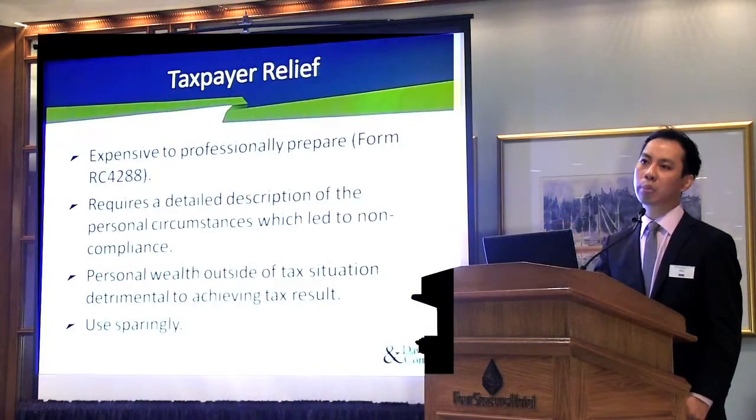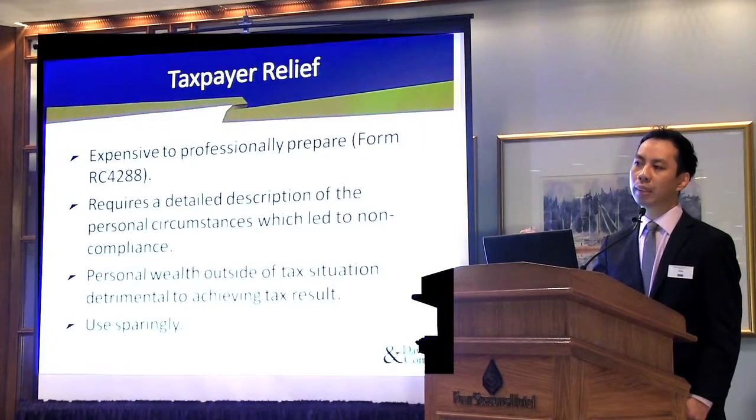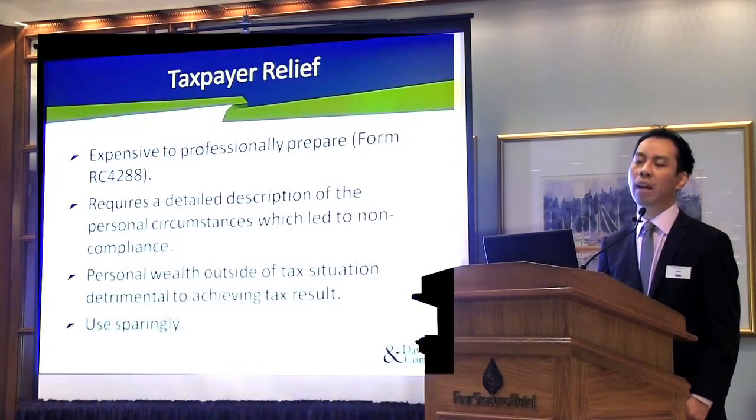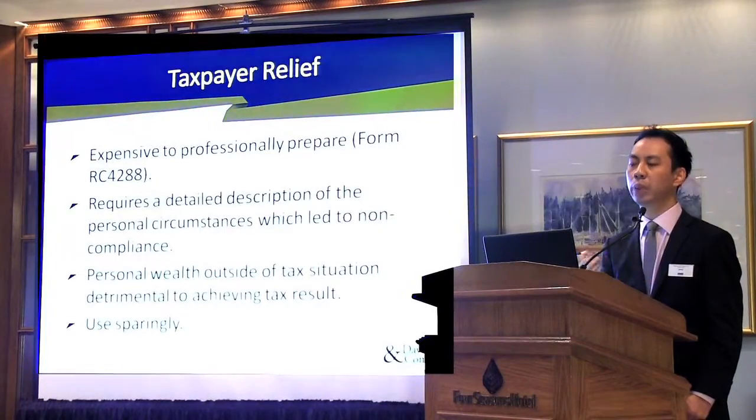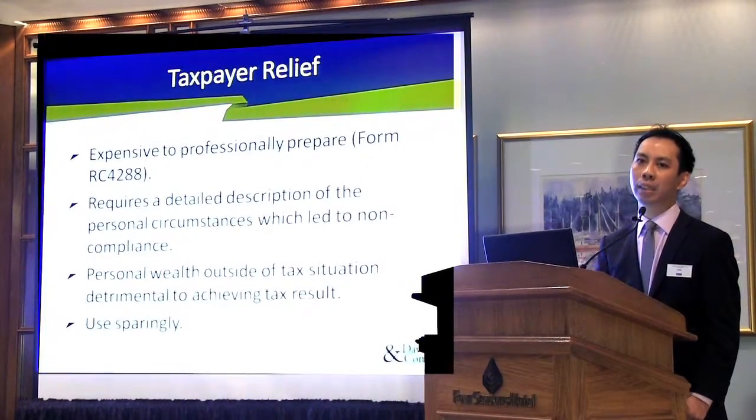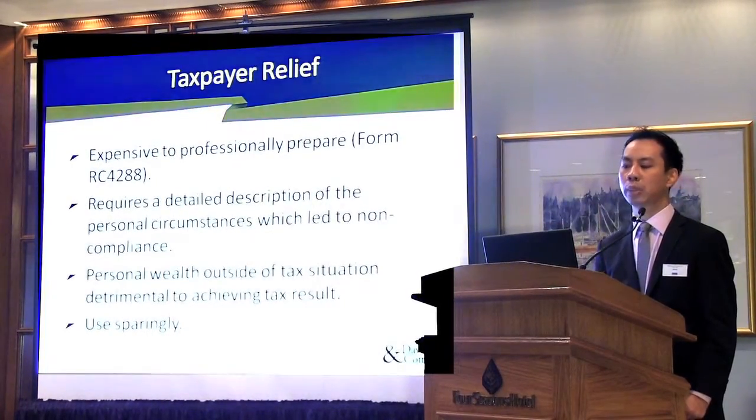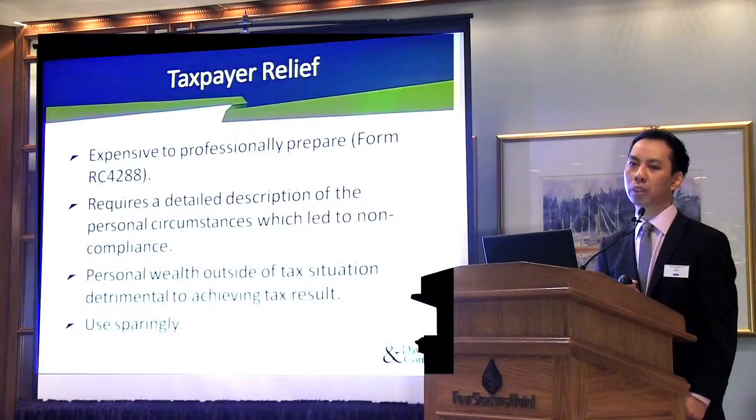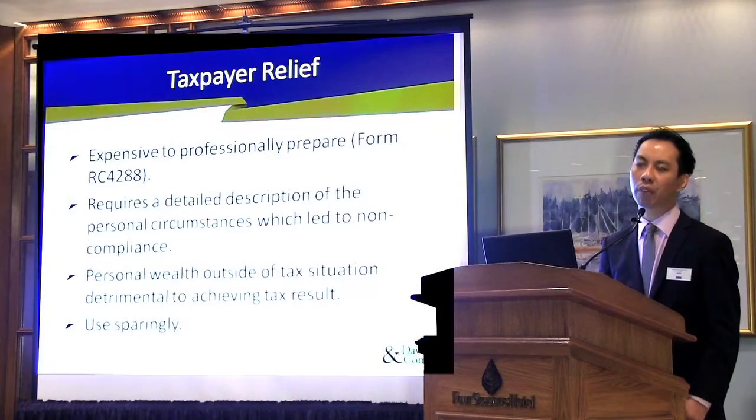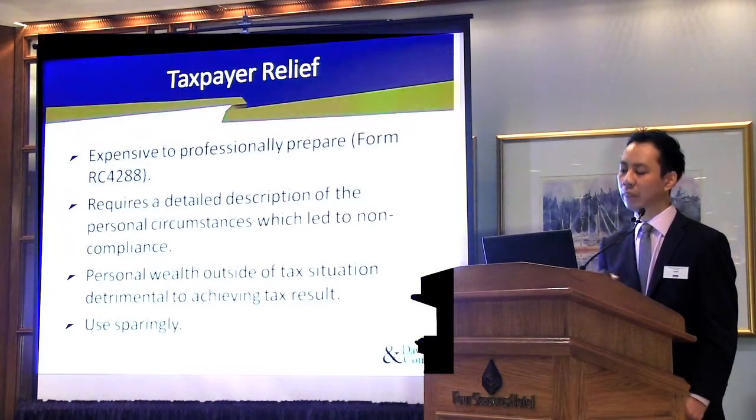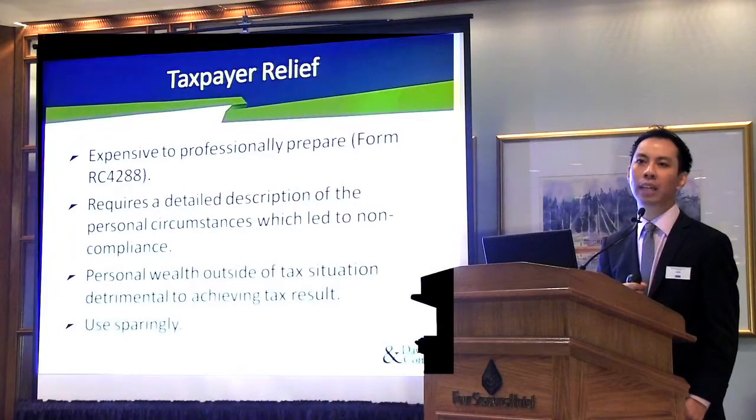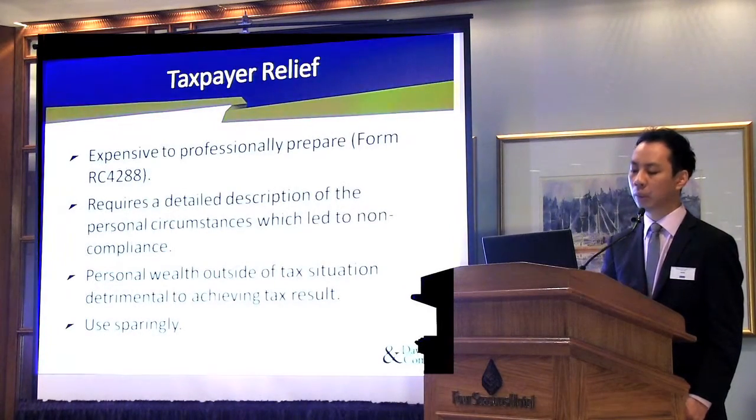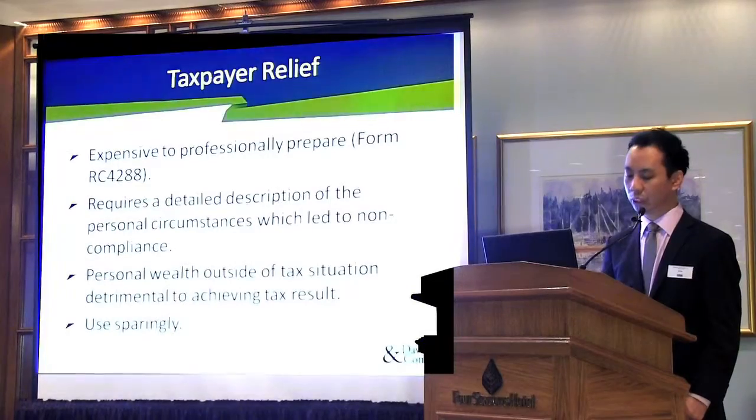So when we do the submission, we're basically telling the CRA all the fact pattern of your particular situation, why the penalties or the interest arose, and they're going to look also at your personal situation. If you're asking for financial hardship but you're making tons of dough, it's very difficult for them to actually allow the waiver of the interest and penalties. So use it sparingly for sure.